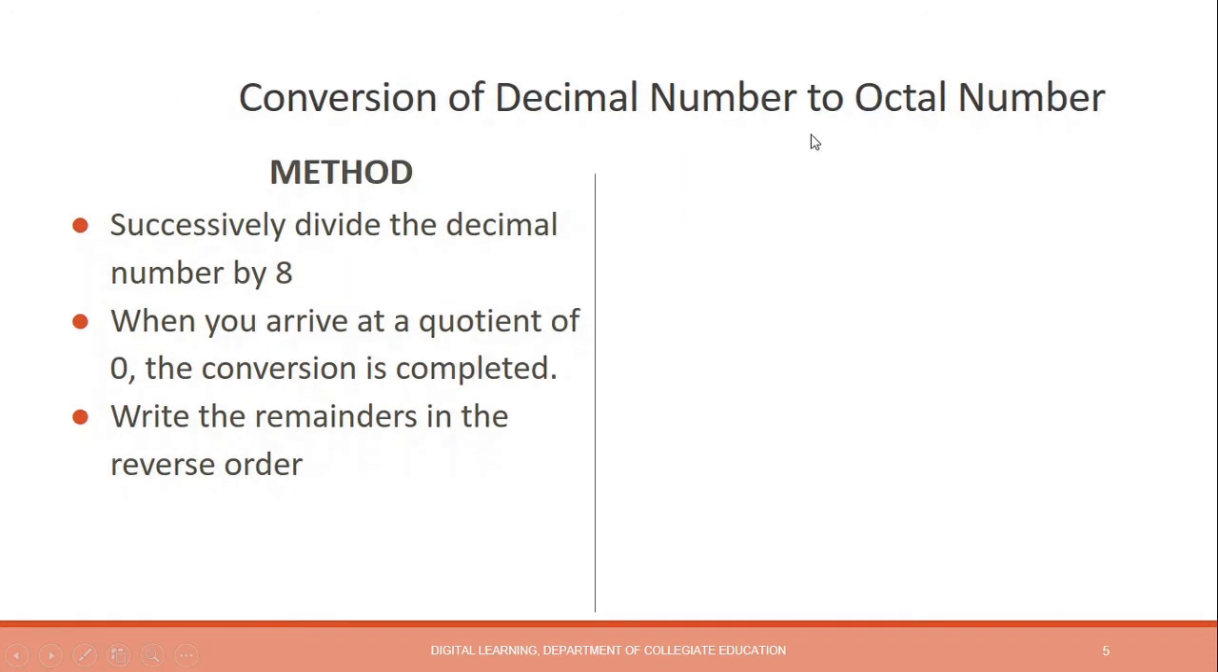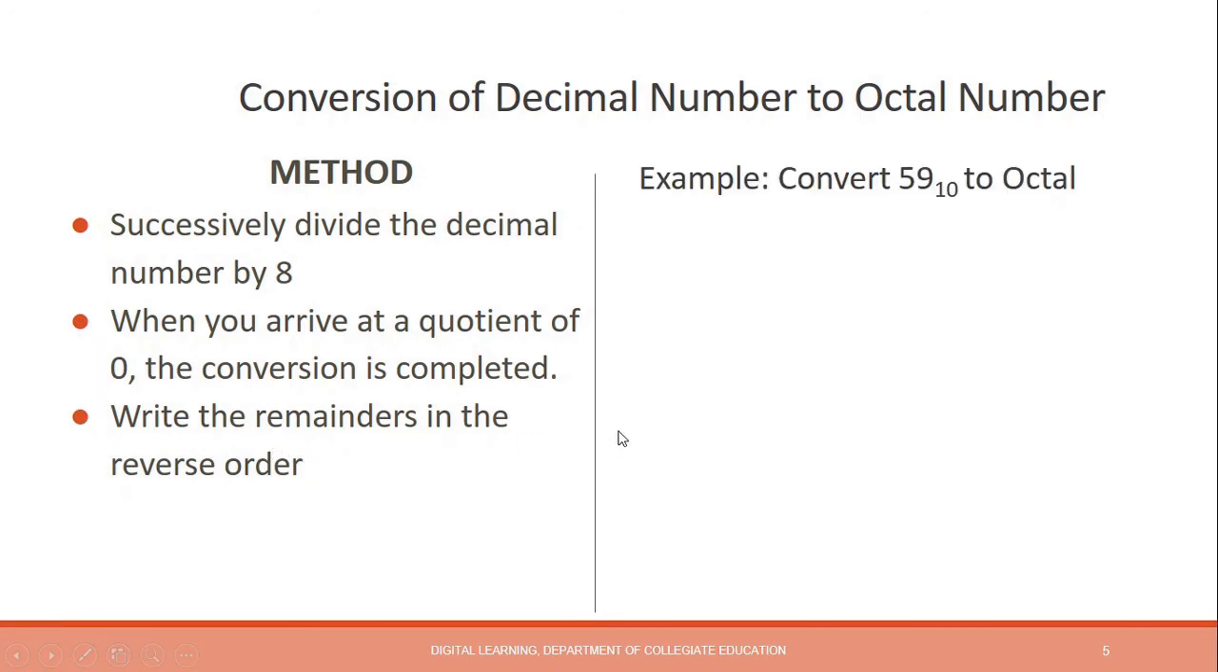Now let's see the conversion of decimal number to octal number. The procedure is almost similar to the conversion of decimal number to binary, but here the successive division is by the base of the octal number system, which is 8. The procedure is divide the decimal number by 8, note down the quotient and the remainder. And if you arrive at a quotient of 0, the conversion is over and write the remainders in the reverse order.